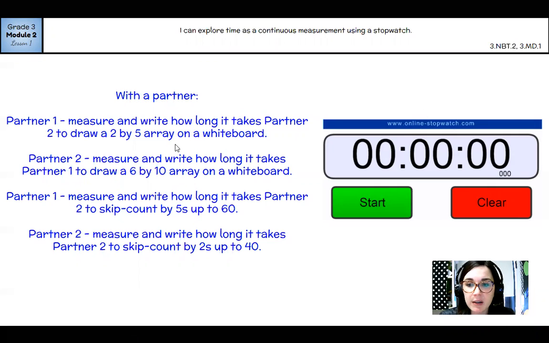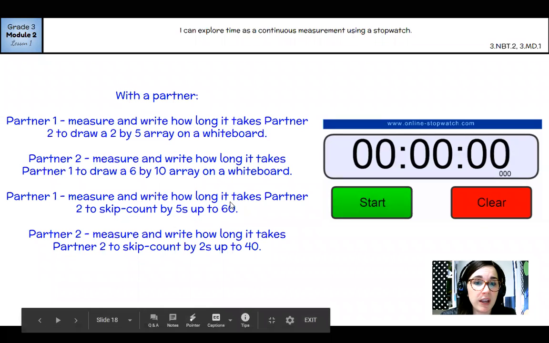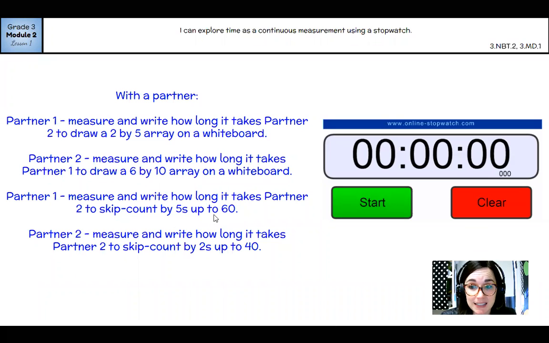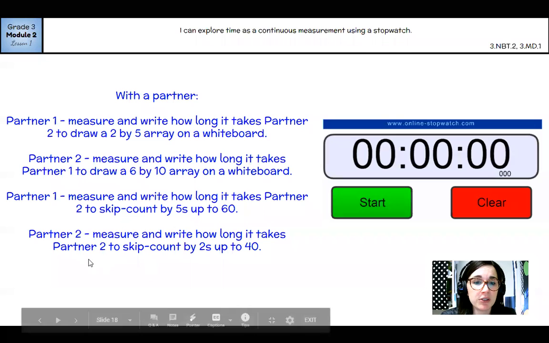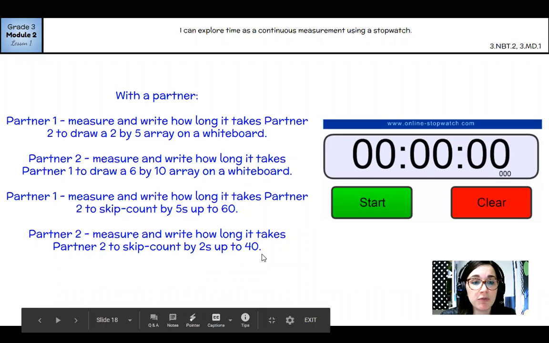With a sibling or a parent, you can measure and write how long it takes partner 2 to draw a 2x5 array on a whiteboard, or on a piece of paper if you're at home. Partner 2, measure and write how long it takes partner 1 to draw a 6x10 array on a whiteboard. Partner 1, measure and write how long it takes partner 2 to skip count by 5s up to 60. And partner 2, measure and write how long it takes partner 1 to skip count by 2s up to 40.